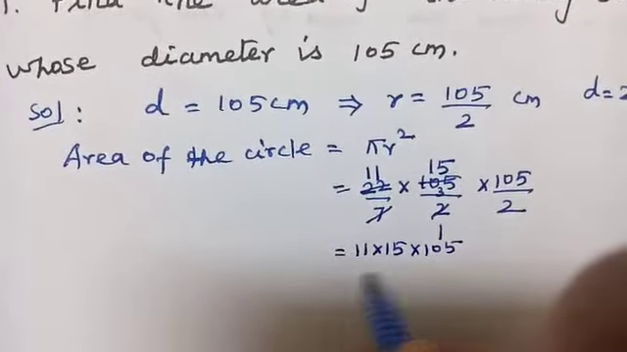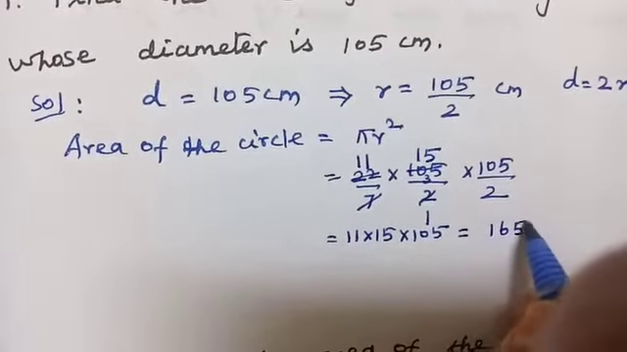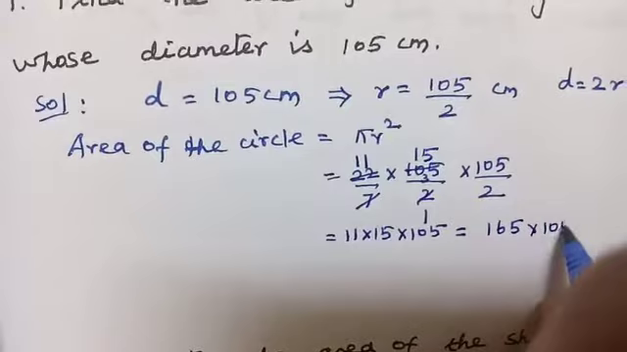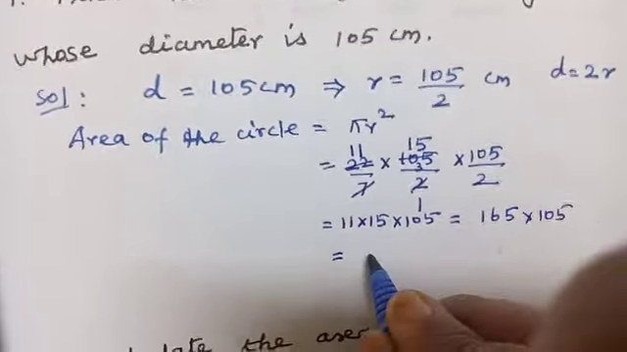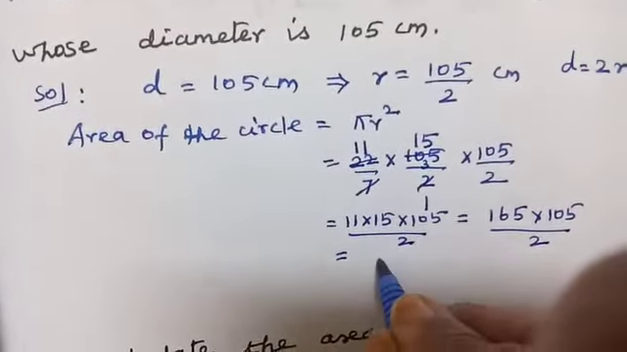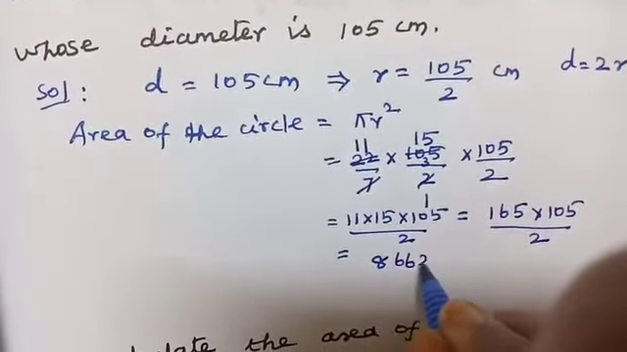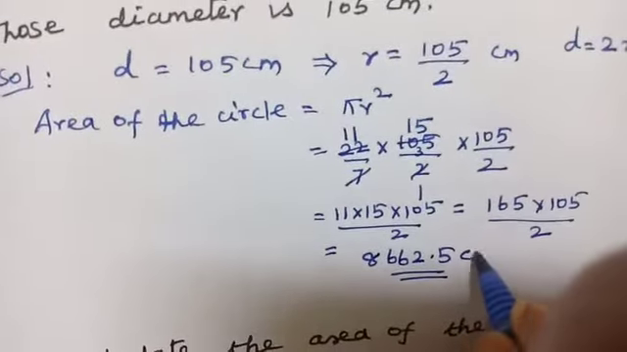First we multiply 11 into 15, we get 165, into 105, divided by 2 also, okay children. So the answer is 8662.5. It is area, so we write centimeter square.